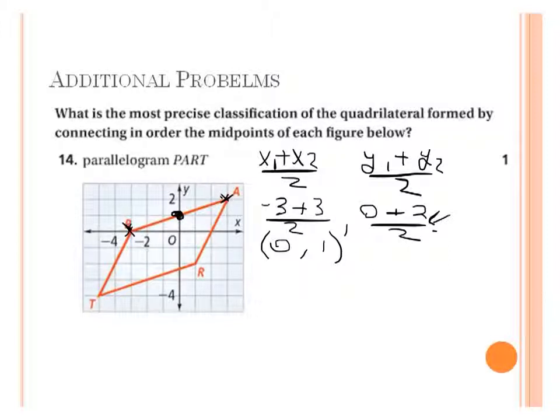Alright, let's find our next midpoint from here to here. So my x1 here is negative 5 plus my x2 here is negative 3, over 2. My y1 here is negative 4 plus my y2 here, which is 0, over 2. So here I've got negative 5 and negative 3 is negative 8, negative 8 divided by 2 is negative 4. Negative 4 divided by 2 is negative 2. Negative 4, negative 2, here's my midpoint.